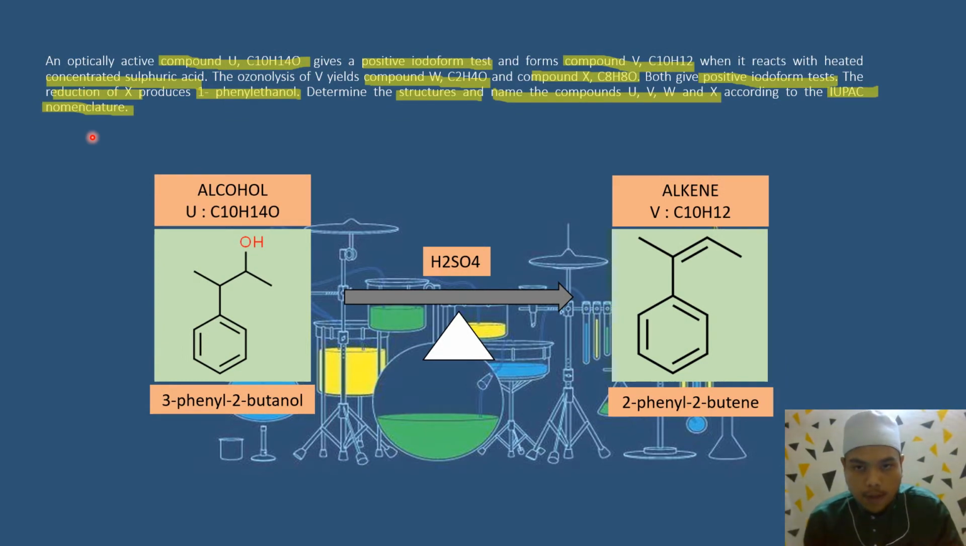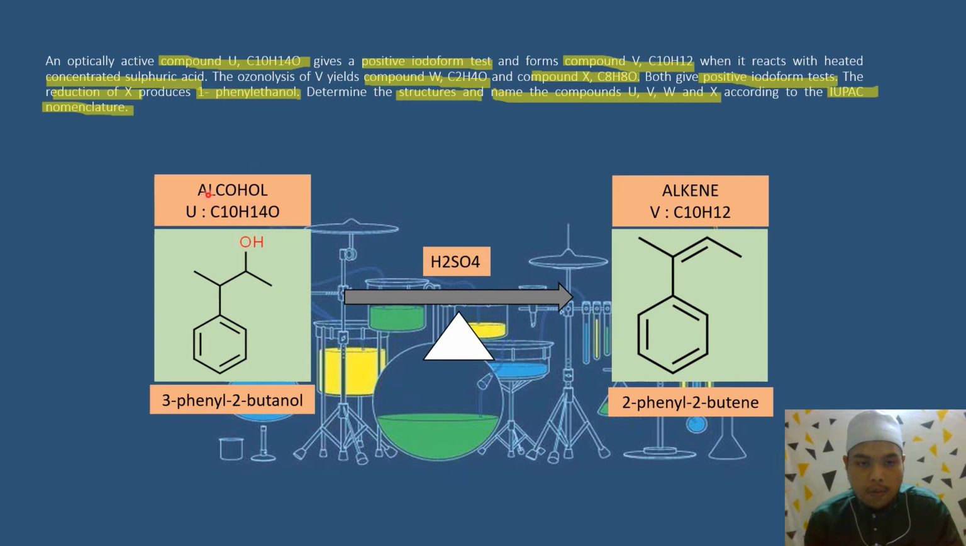My name is Ali Husaeni bin Abdul Razak, and I would like to give a presentation. The question is: an optically active compound U, C10H14O, gives a positive iodoform test and forms compound V, C10H12, when it reacts with heated concentrated sulfuric acid.